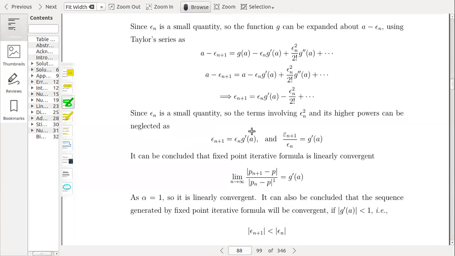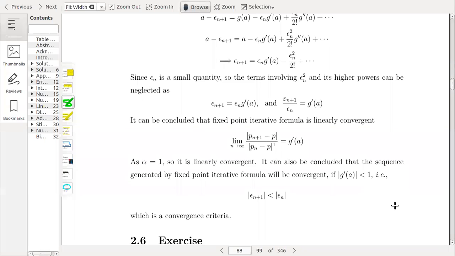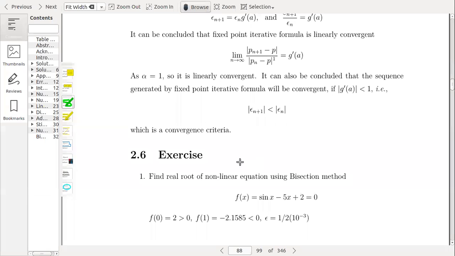Since epsilon n is a small quantity, the terms involving epsilon n squared and its higher powers can be neglected, so epsilon n+1 is equal to epsilon n g'(a). And epsilon n+1 over epsilon n is equal to g'(a). It can be concluded that the fixed point iterative formula is linearly convergent because here alpha is equal to 1. As alpha is equal to 1, it is linearly convergent. It can also be concluded that the sequence generated by the fixed point iterative formula will be convergent if the absolute value of the derivative is less than 1, that is, the absolute value of epsilon n+1 is less than epsilon n, which is a convergence criterion.